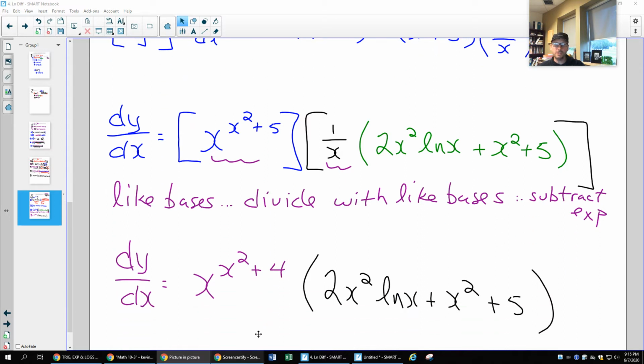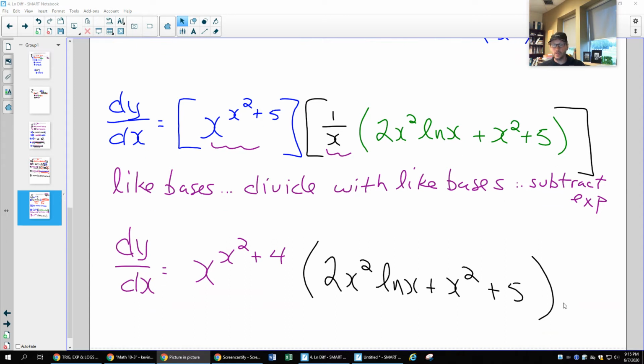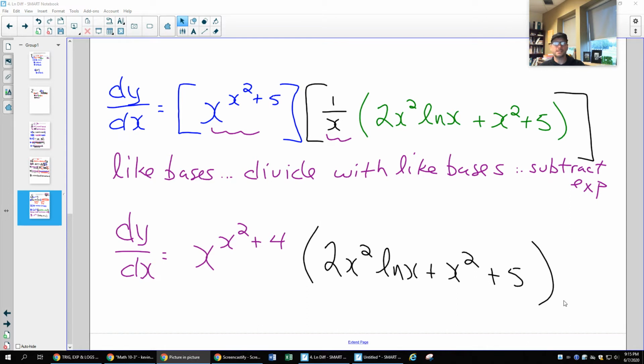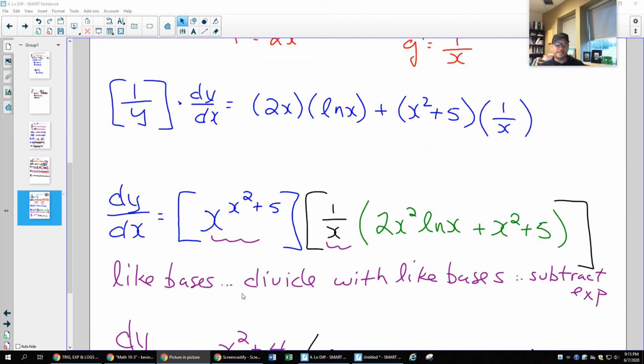So your answer, what does the slope look like? The slope looks like x times x squared plus 4 times whatever this cleans up to, and it doesn't clean up at all this time: 2x squared natural log of x plus x squared plus 5. That is a mess. All right, sometimes these things clean up way nicer than that. All right, so that's the last example.